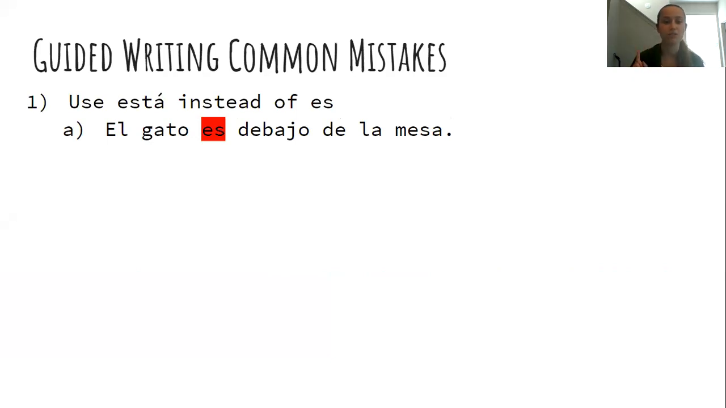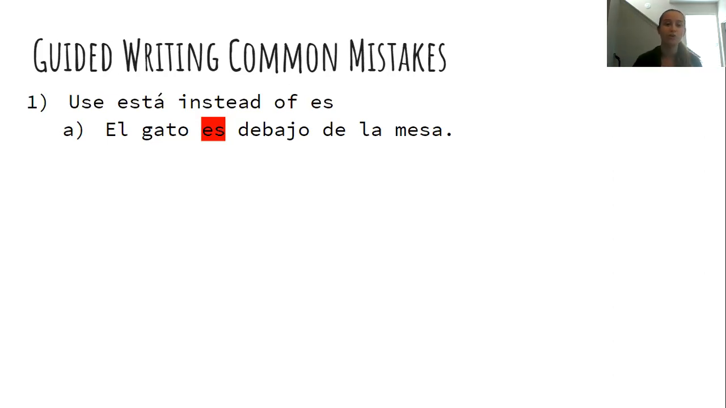So number one is using está instead of es. Remember last video we talked about the rhyme, how you feel and where you are, always use the verb estar. When you're saying that something is close to something else, above something else, that's location. That's where you are. So anytime we use one of those prepositions, we cannot use es. We have to use está.